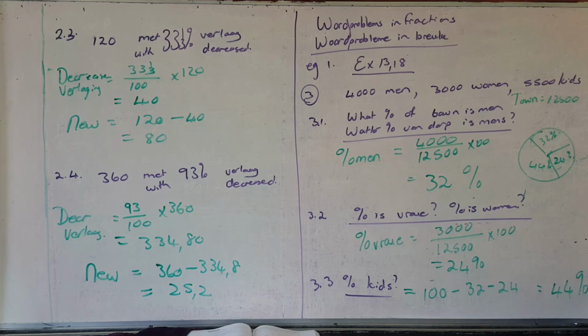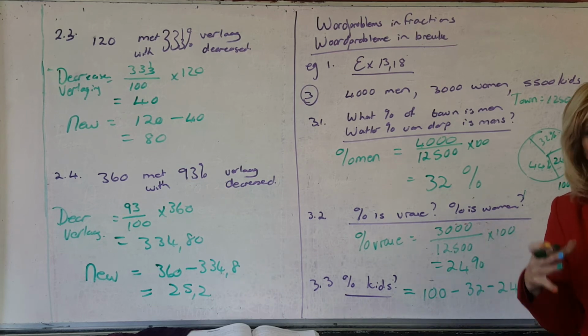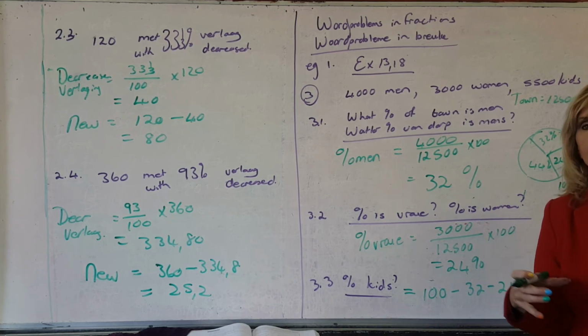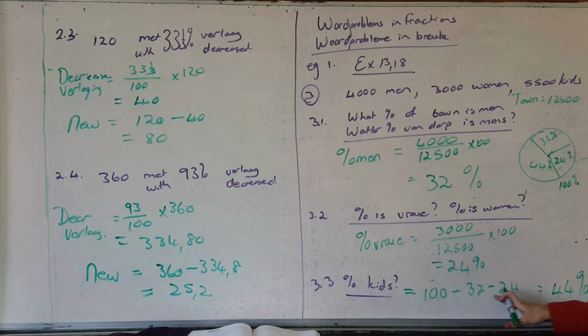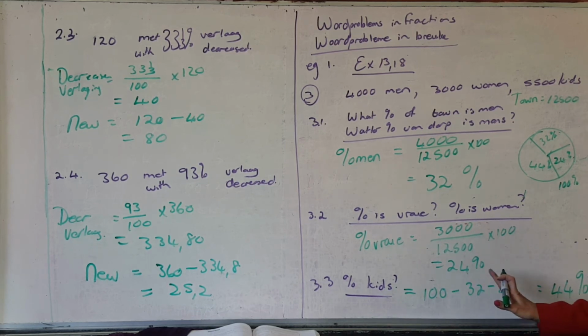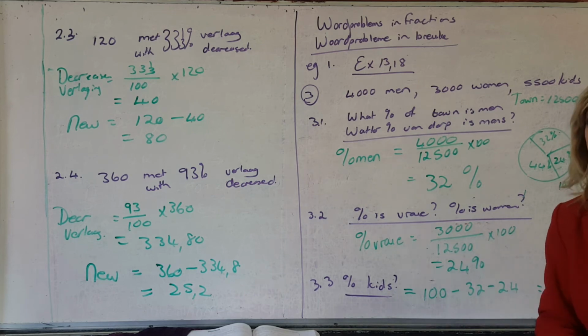So if you add them all up together, 32 and 24 and 44, that should give you 100%. Because there's 100% town. Everybody that lives there makes it up to 100%. That's how I got to there. And you can write it in different ways. Jy hoef dit nog nie presies soos my manier te skryf nie. Goed.